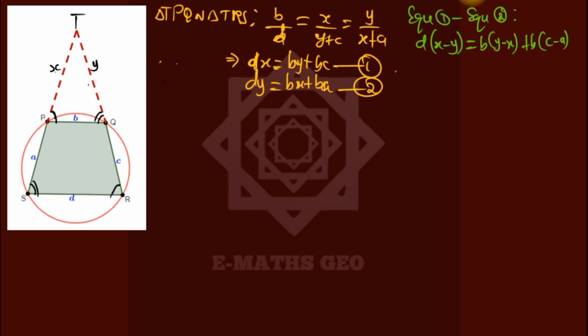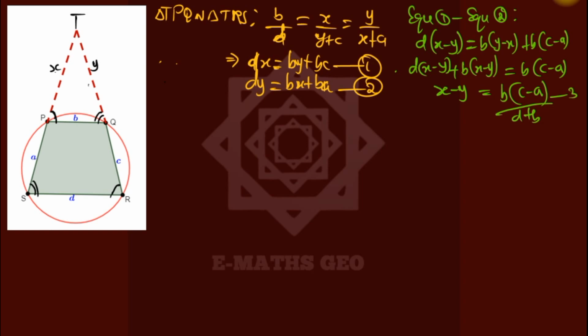I move this b bracket (y minus x) to the other side. We now have d plus b(x minus y) is equal to b(c minus a), because we can write this as minus b(x minus y), so when it goes to the other side it becomes plus. If we factor x minus y, we are left with d plus b. Making it the subject of formula, I have x minus y equals b(c minus a) over d plus b. Let's call it equation 3.